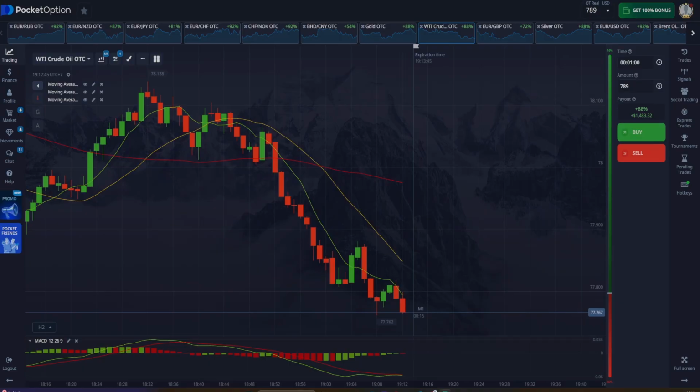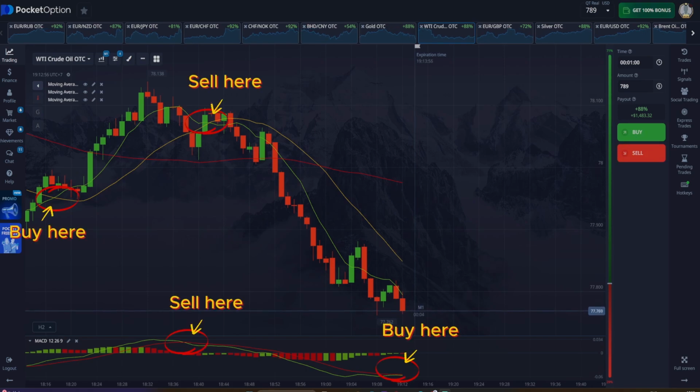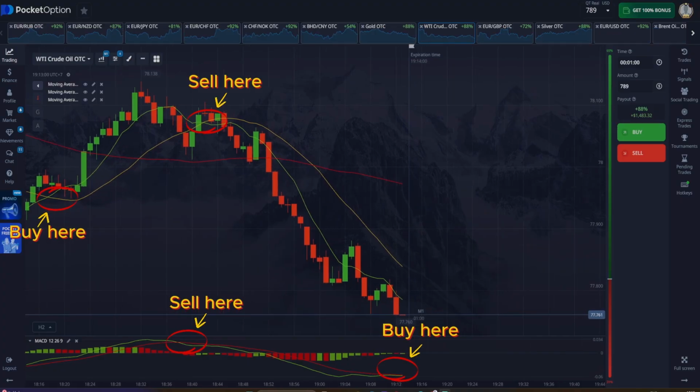All right, traders, now let's get to the core. How to use this strategy. The main focus is on the crossovers between the moving averages and the MACD. When a crossover occurs upward, it signals buyers stepping in, so we take a buy position. When a crossover occurs downward, it signals sellers taking control, so we take a sell position.